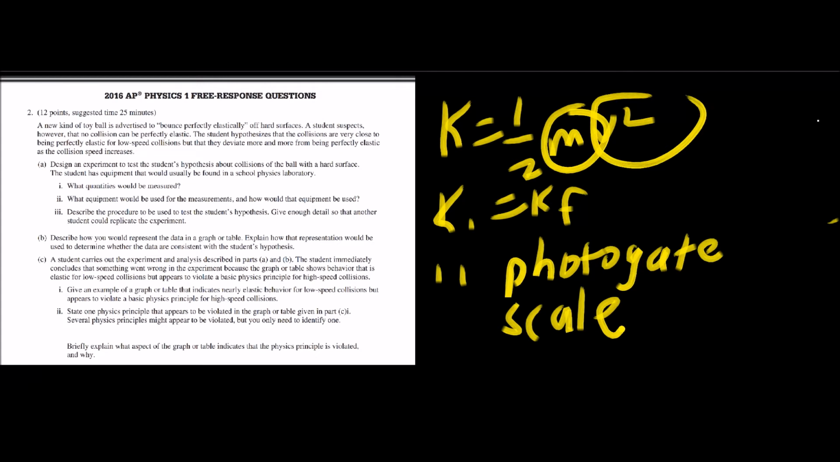We'll get 2 velocity recordings, one on the bottom photogate and one on the top photogate. The bottom photogate will tell us the velocity it's coming down, and the top photogate will tell us the velocity it's going up. Using those, we can find the initial kinetic energy and the final kinetic energy. If they're equal to each other, then it's an elastic collision. If they're not equal to each other, then it is not an elastic collision. And that procedure can tell us whether the student's hypothesis is true. That's it for part A.